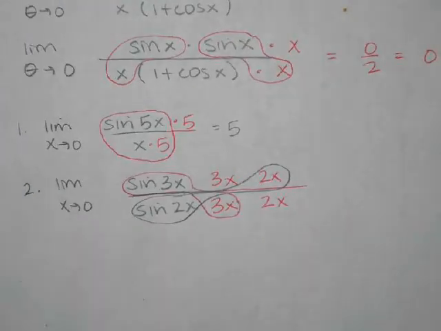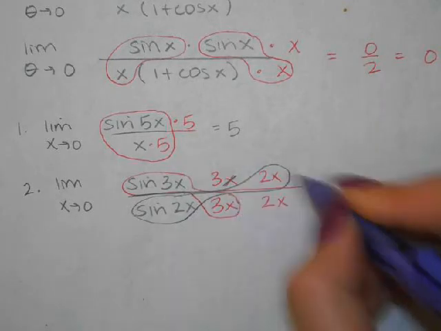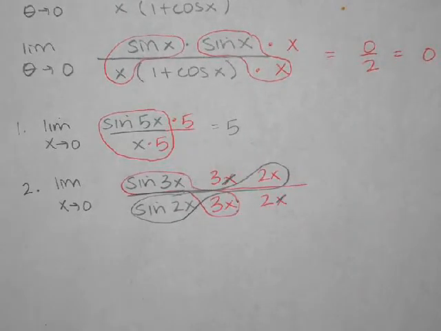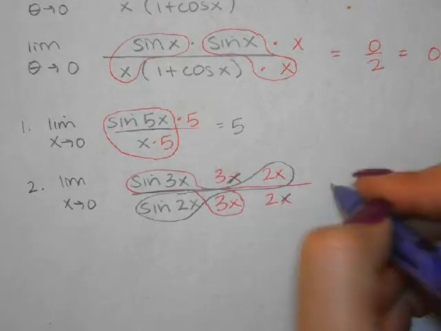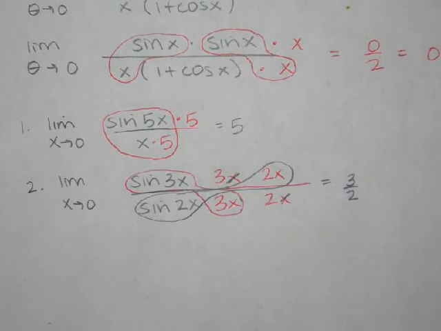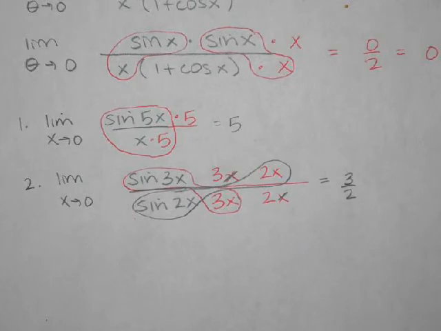And then what can we do? I would cancel the x's. And then I would say 3 over 2 is my limit. Interesting, huh? It's just a neat little trick.